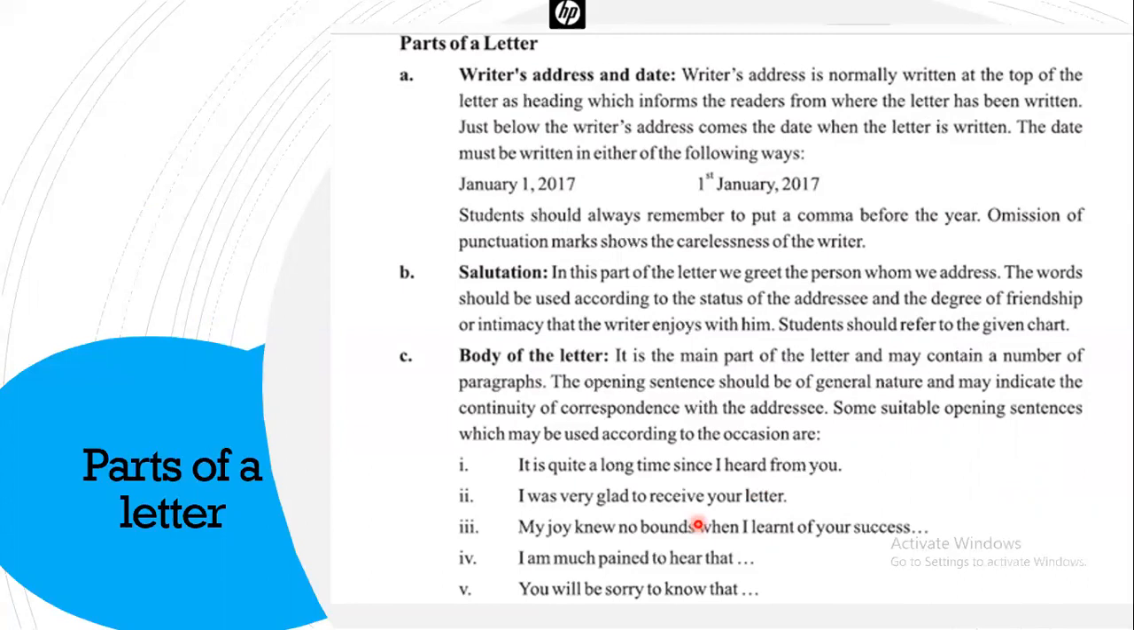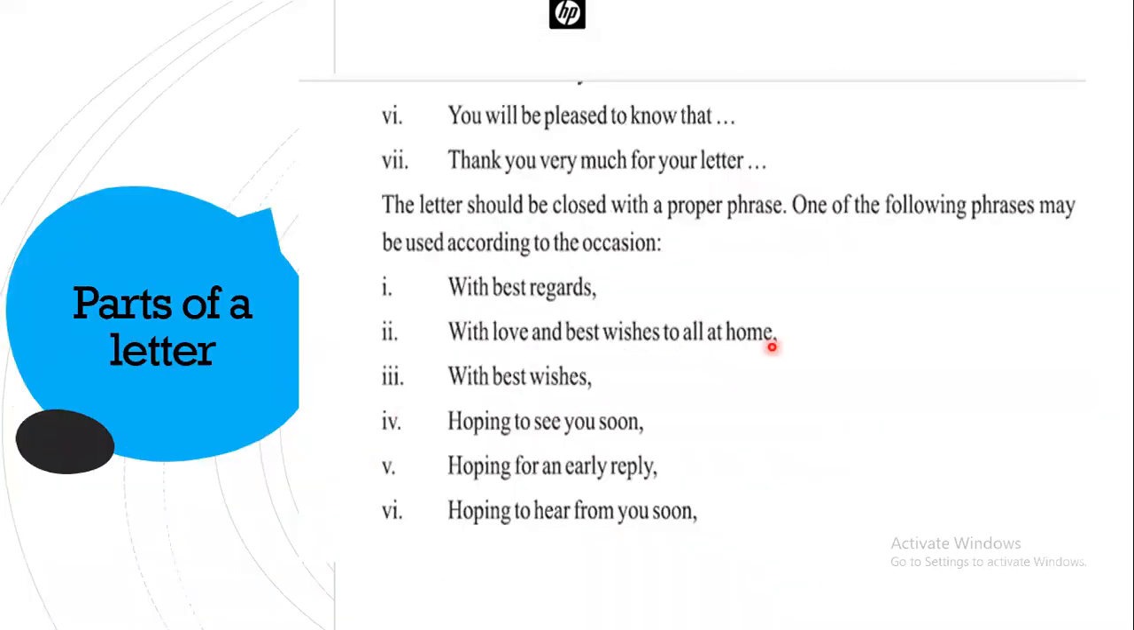For instance, it is quite a long time since I heard from you. I was very glad to receive your letter. My joy knew no bounds when I learned of your success. I'm much pained to hear that. You will be sorry to know that. You will be pleased to know that. Thank you very much for your letter. So these are actually the parts of the body that you have to use.